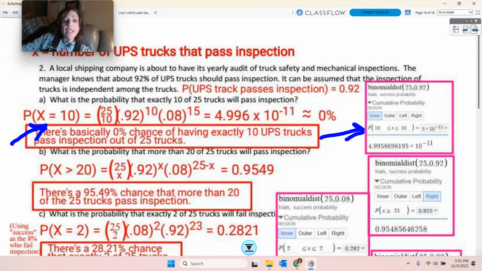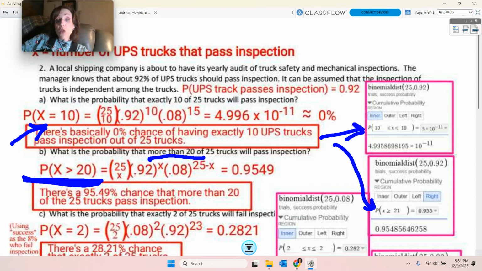Okay? The next one is more than 20. So that is purely greater than 20. That's important. Look at how this is. You do not put a 20 right here because this symbol is greater than or equal to. So that's greater than or equal to 21. Okay? Important that you put that in there properly.